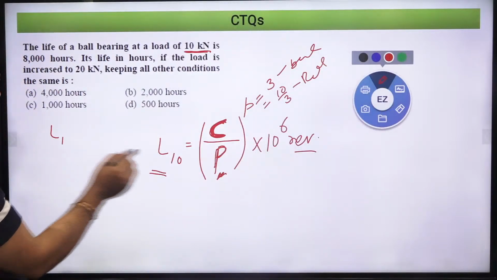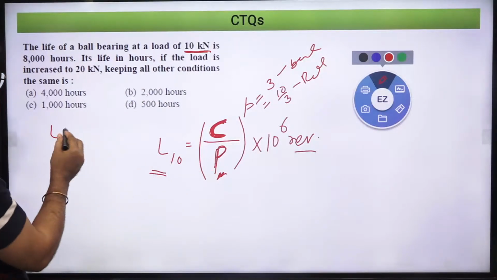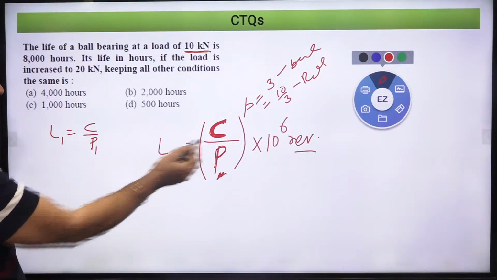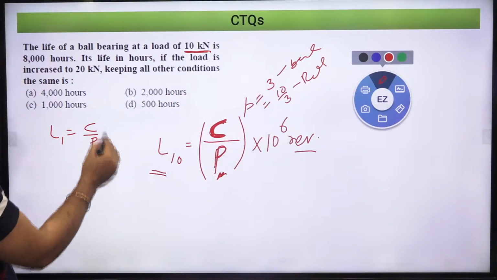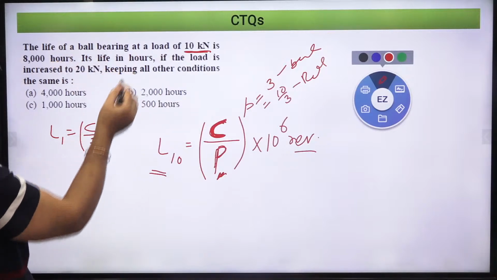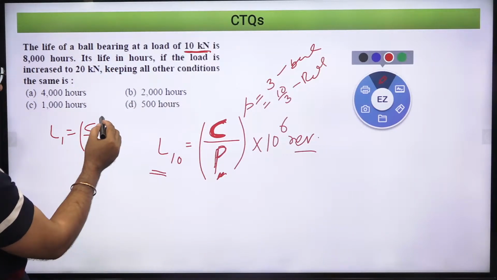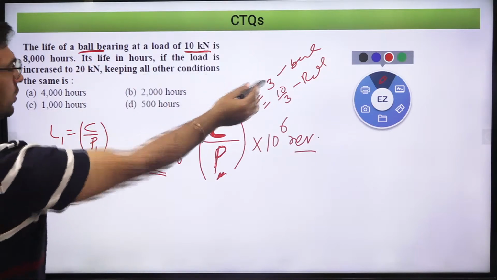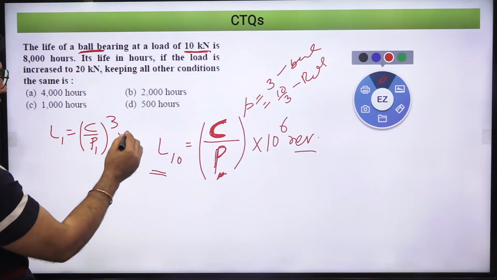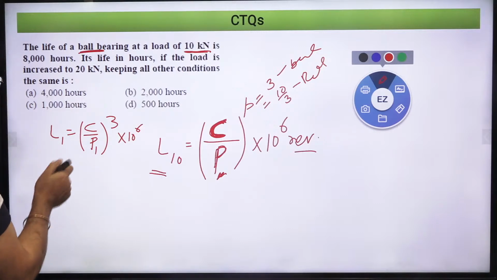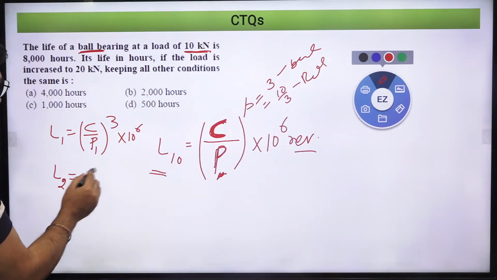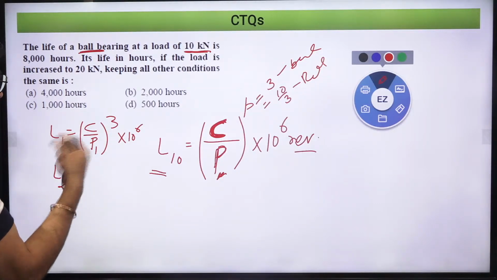Instead of writing in the standard format, let's say L1, because I have different loads, so I am writing C divided by P1, raised to power 3, because this is a ball bearing, and instead of writing 10 to the power 6, I am writing it as a constant, it's up to you. What is going to be the life of the bearing if the load is increased to twice?